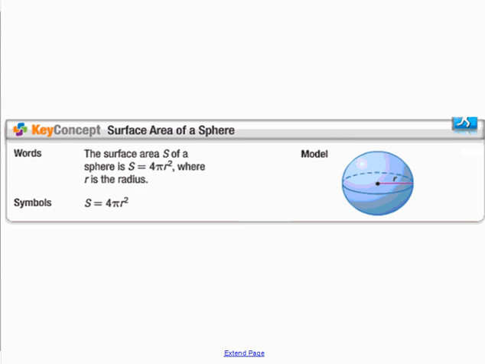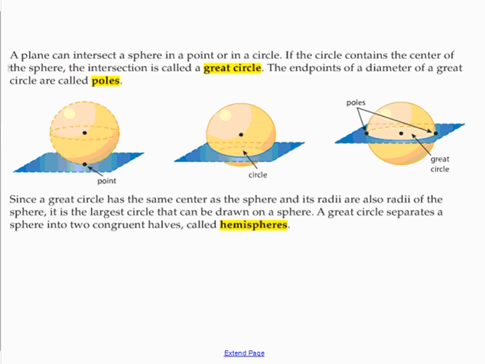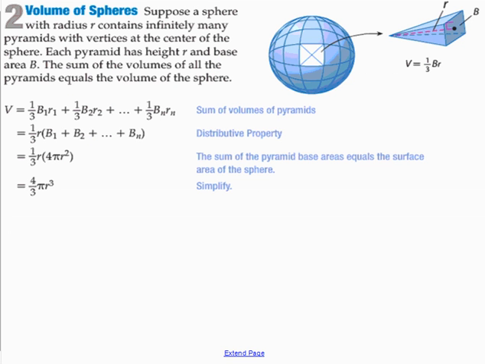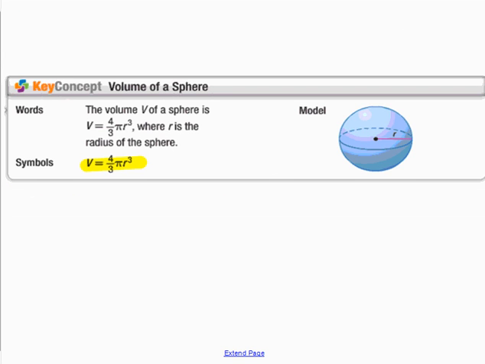So the surface area of a sphere is 4 times pi times the radius squared. And the volume of a sphere is 4/3 pi radius cubed. So there's that volume again.